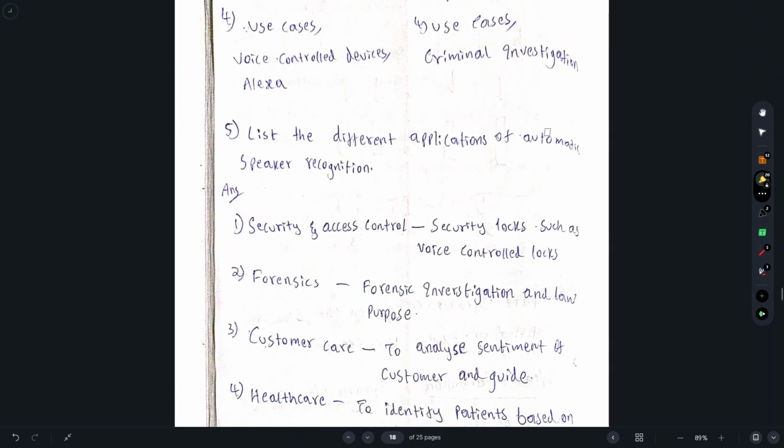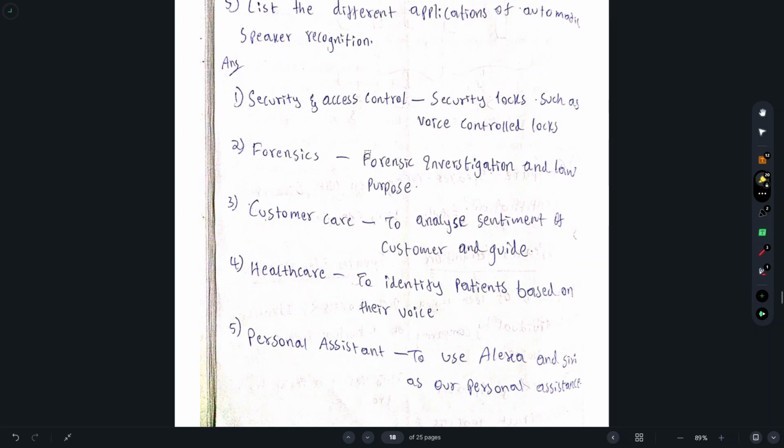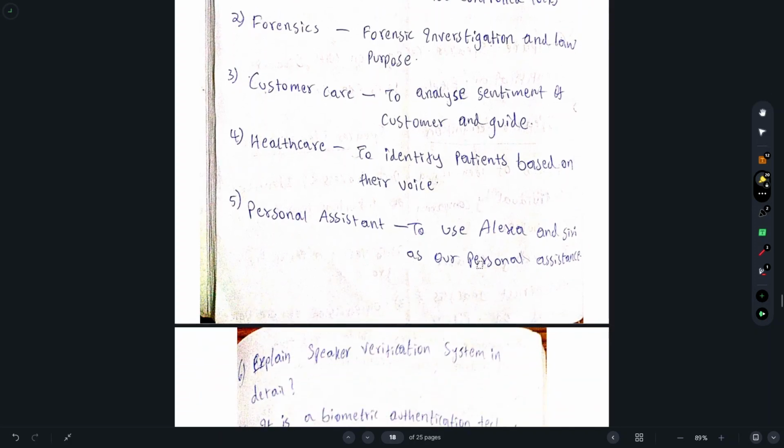So list the different applications of automatic speaker recognition. Automatic speaker recognition has different applications. Five of them are: security and access control, such as voice control locks and all those things. Forensics, which is forensic investigation and law purposes. Customer care, to analyze the sentiment of that particular customer. Healthcare, to identify the patients based on their voice. Personal assistant, to use Alexa as our personal assistant.